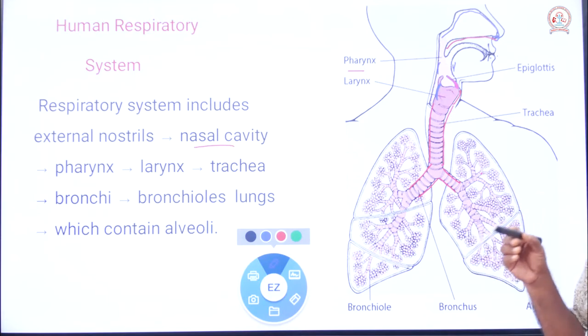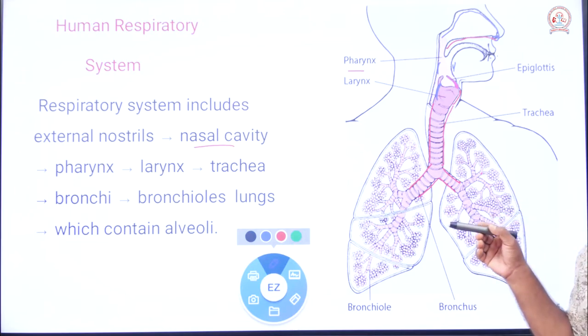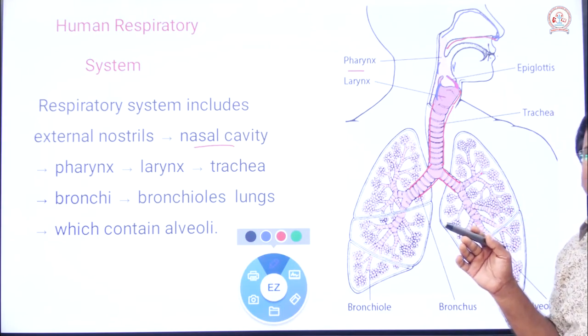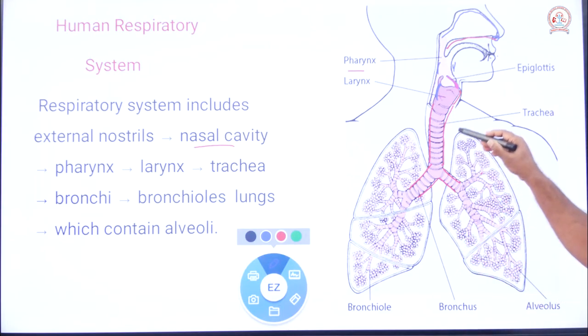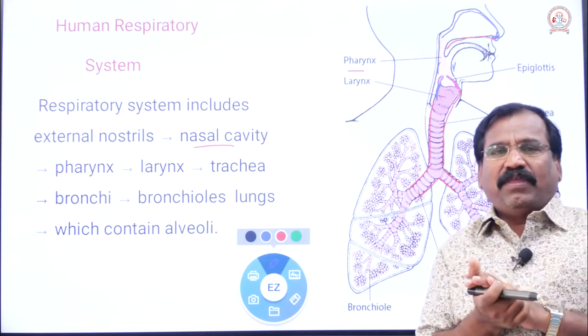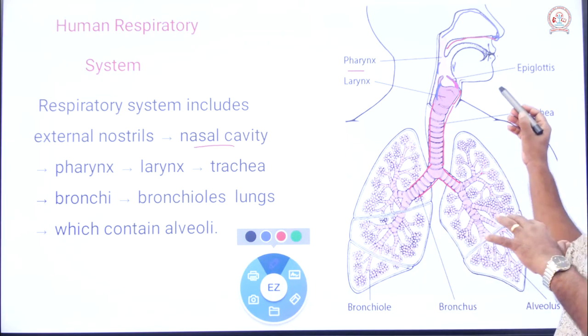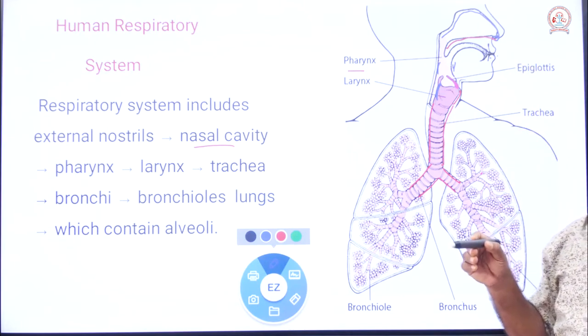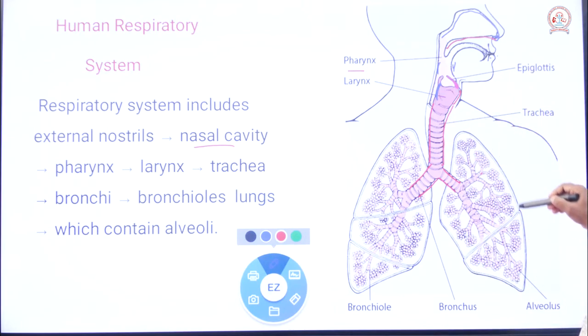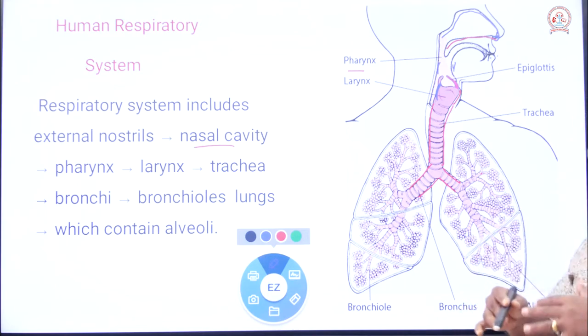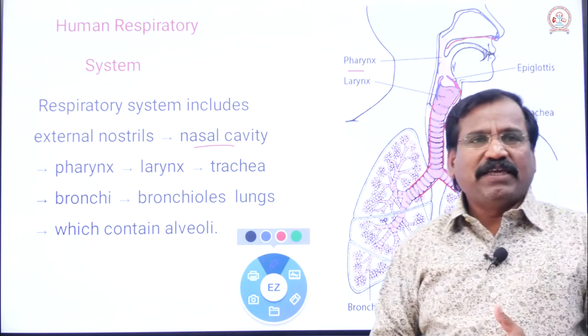All these fine branches, the bronchioles, end in the air sacs or alveoli, the small spherical structures, which are covered by the lungs. These are the components of the human respiratory system, from the external nostrils to the alveoli.